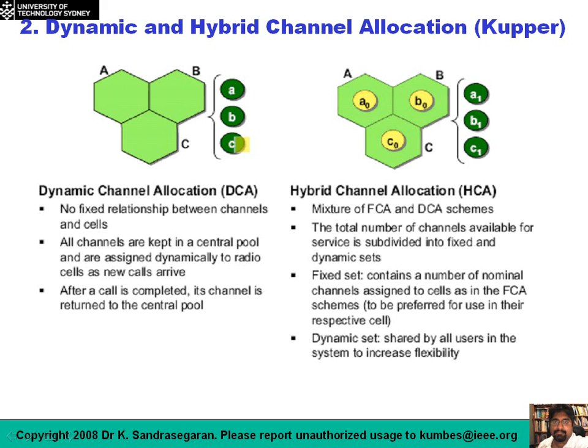And a hybrid channel allocation scheme is again one in which you have one pool of frequencies that are permanently allocated to each cell, and there's another pool of frequencies that is available for use by any of the cells. So here we have again the concept of a fixed set and a dynamic set. So this is one technique of improving the capacity, because what you're trying to do essentially is you have this available bandwidth or available frequencies which is very limited, and you want to try and maximize the usage of that limited resource.